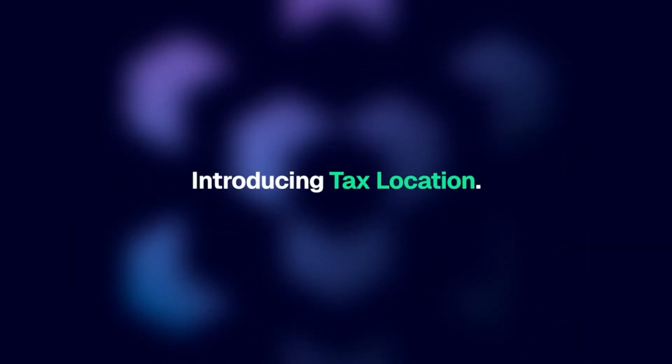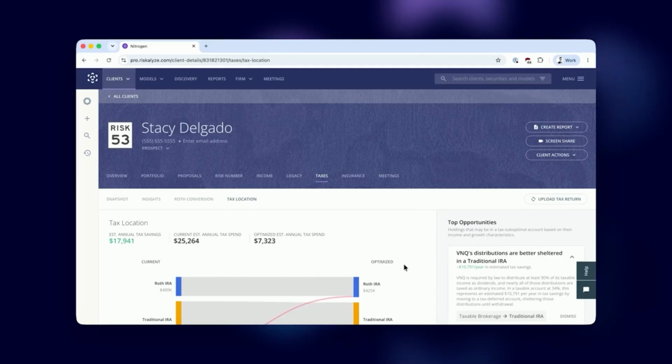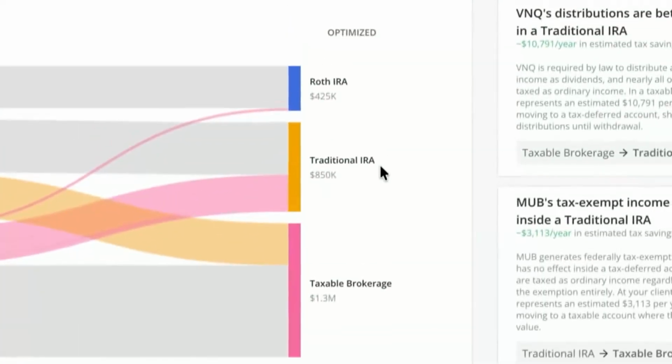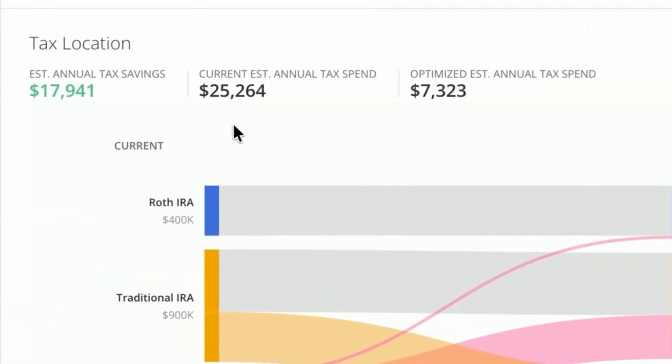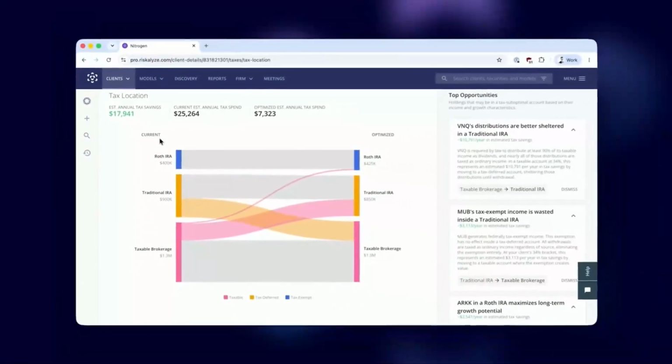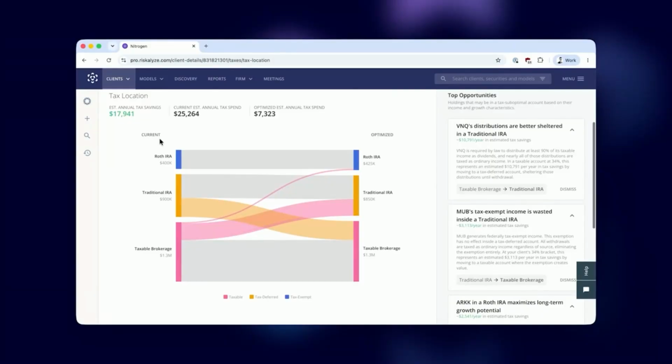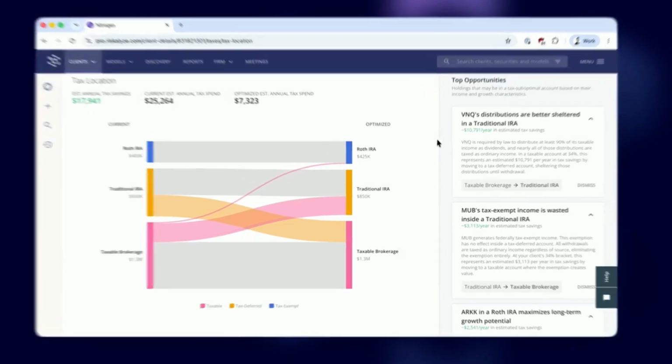Introducing Tax Location. Let me pull up the Delgado household. Three account types: a taxable brokerage, a traditional IRA, and a Roth. Up top, the headline. The dashboard estimates the Delgados have quite a bit per year in avoidable taxes, and shows me current versus optimized tax spend, along with their full tax geography, how their assets split across taxable, tax-deferred, and tax-exempt accounts. Below that is my new favorite visual, a flowchart showing where the assets sit today and where they'd ideally live. You can see the story at a glance, and then the ranked opportunity cards spell it out.